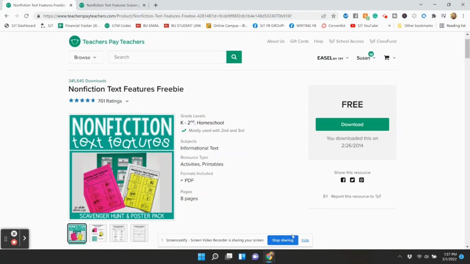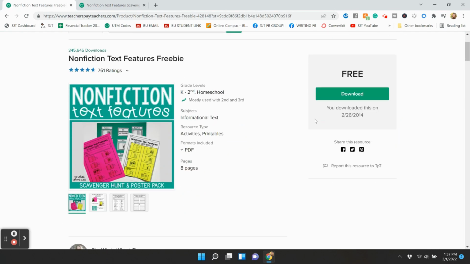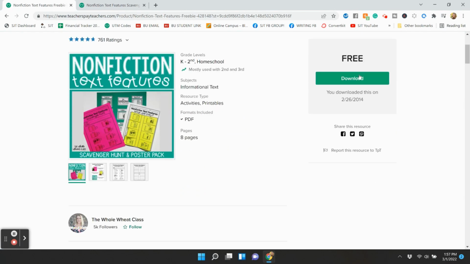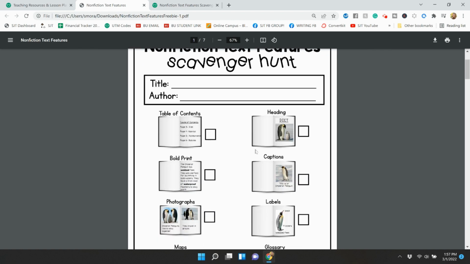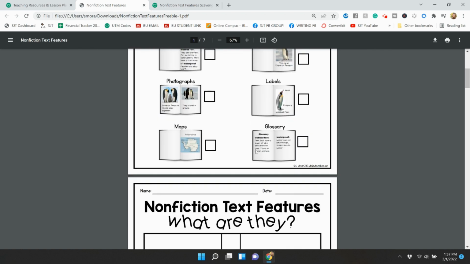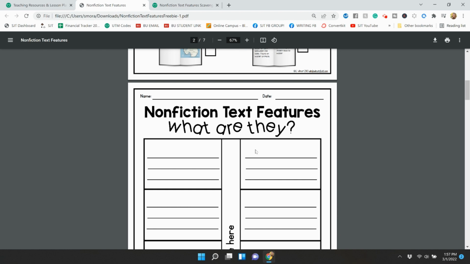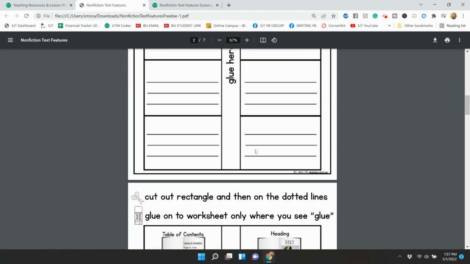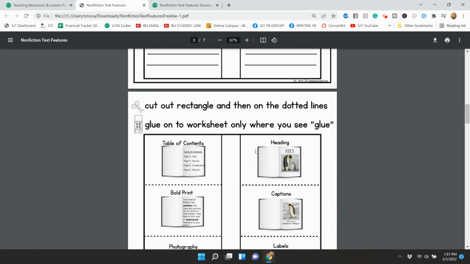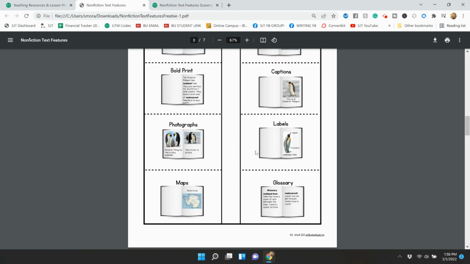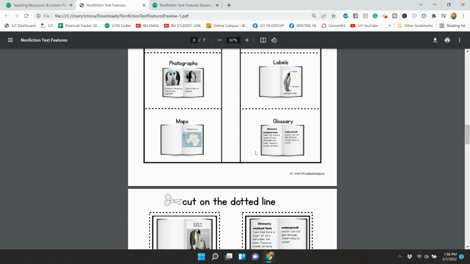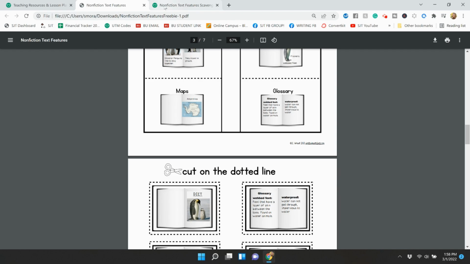I also really love this one by The Whole Week Class. This is probably my favorite one. And again, I do enjoy this because it has a picture of each one. These I just find to be really appropriate for K through 2. And I think this freebie also has a little matching activity so students can decide which feature matches up with which definition. Those 2 are great for primary learners, so I will link both of them down in the description and you can see which one best fits your students' needs.